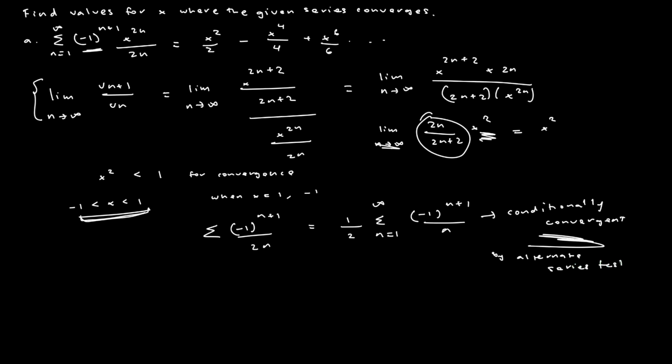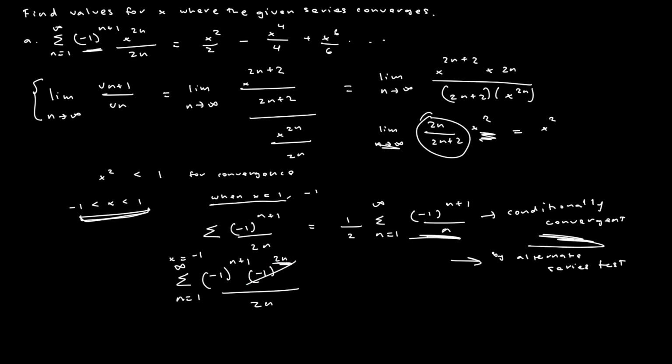And I skipped explicitly applying the alternating series test because we've already applied it on the harmonic series. Now, when x is equal to negative 1, the summation looks like the sum from n is equal to 1 to infinity of negative 1 to the n plus 1 times negative 1 to the 2n divided by 2n. Now, negative 1 to the 2n will always remain 1 because you're taking it to the power of an even term. So this is exactly going to simplify to our x is equal to 1 case.